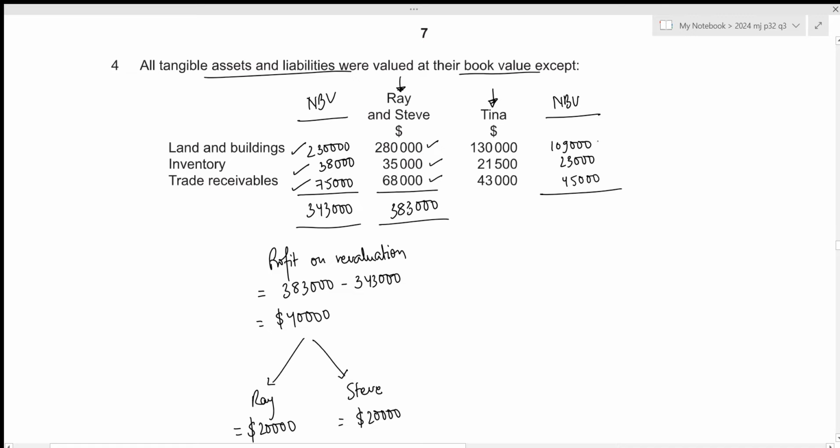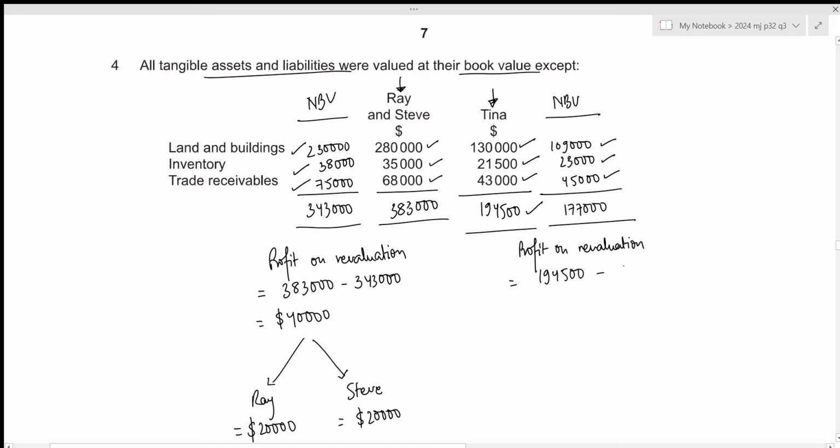For net book value, that will be 109,000 plus 23,000 plus 45,000. That will be 177,000. And for the revalued amount, that will be 130,000 plus 21,500 plus 43,000, which results in 194,500. For Tina's business as well, we can see that the revalued amount is higher than the net book value, which means that there was a profit on revaluation. And that will be the difference between the revalued amount of 194,500 and the net book value of 177,000. This results in the value of 17,500.